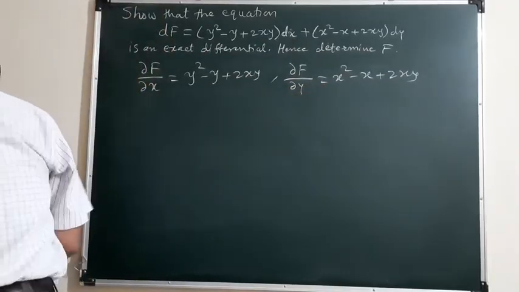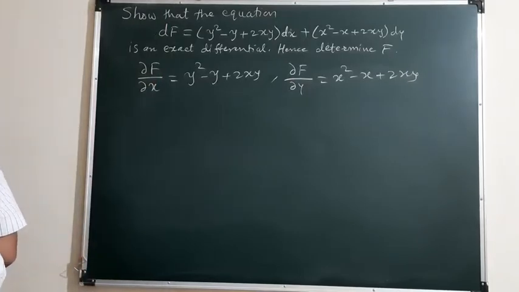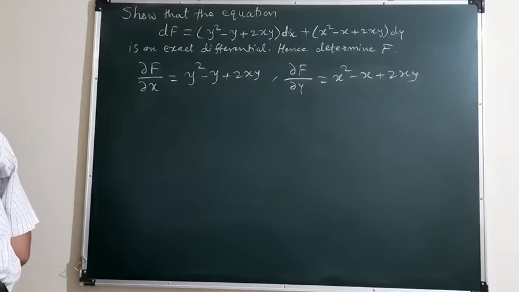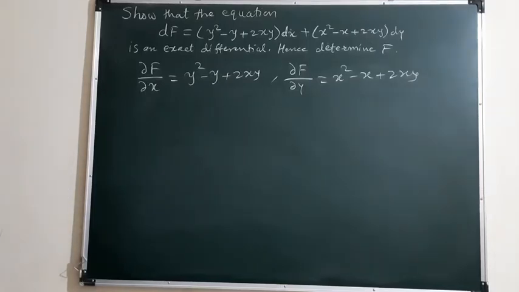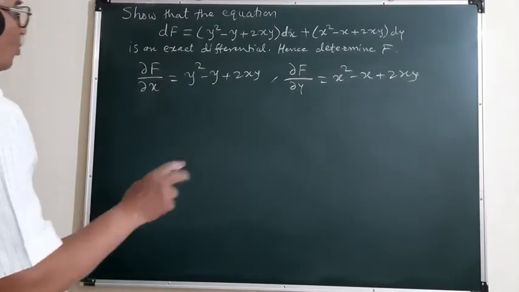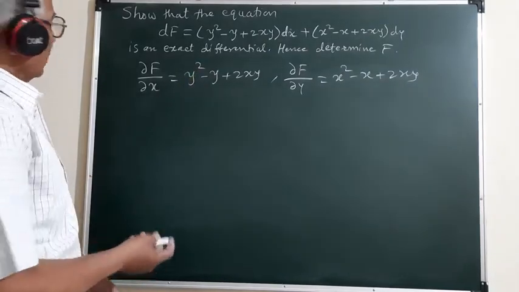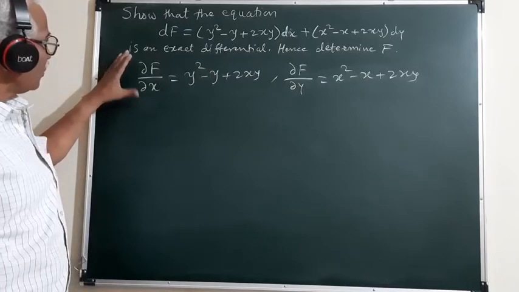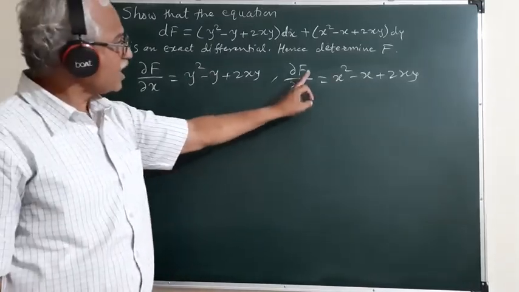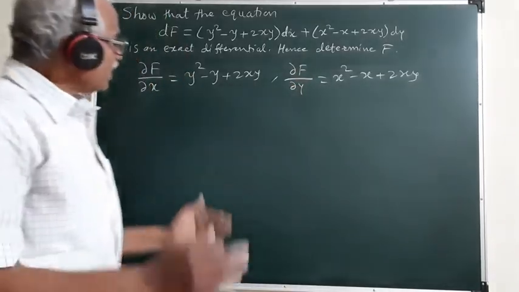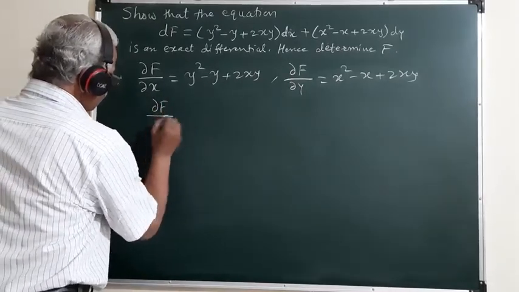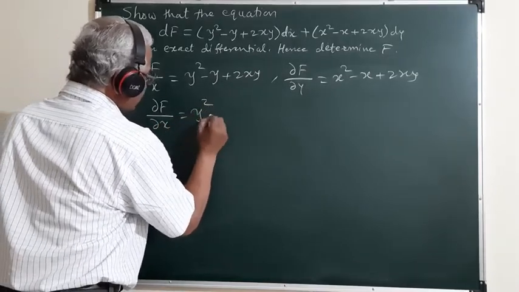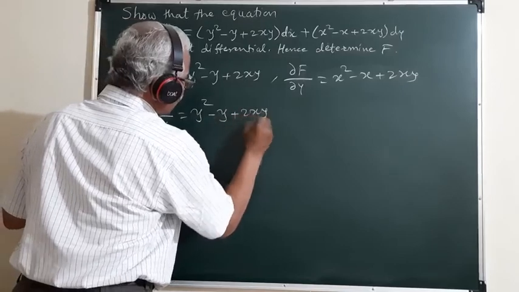Now in order to obtain the function f from this total differential, since the given total differential is an exact differential, we can obtain the function f from it. Either we start from the expression for dou f by dou x, or we can start from the expression for dou f by dou y. For the sake of simplicity, let us start with the expression for dou f by dou x. We have dou f by dou x is equal to y square minus y plus 2xy.